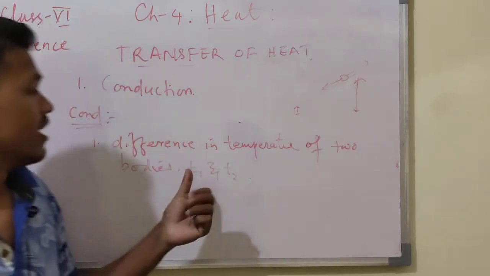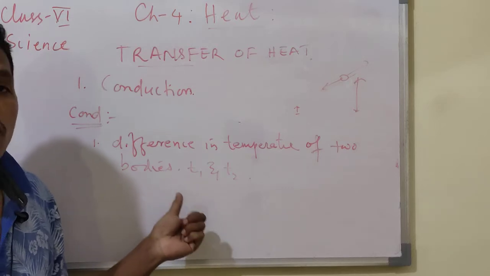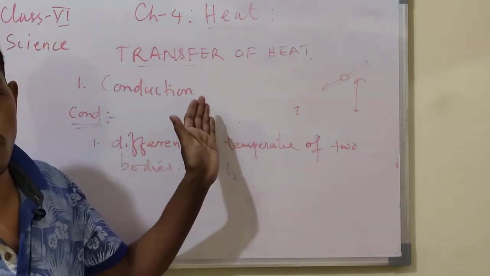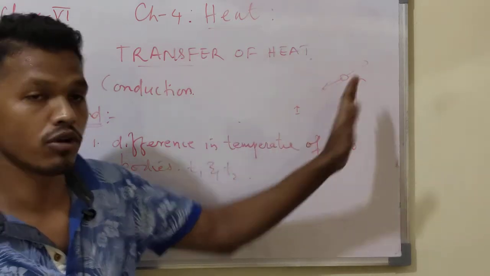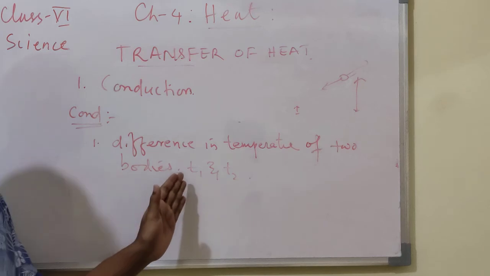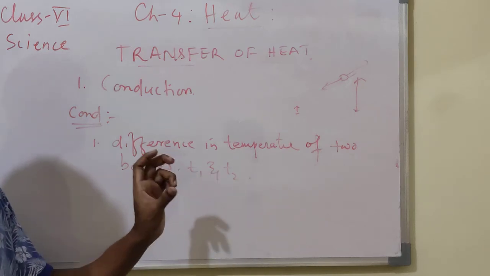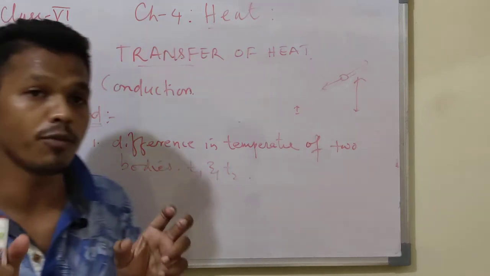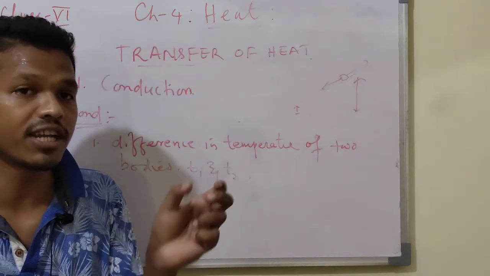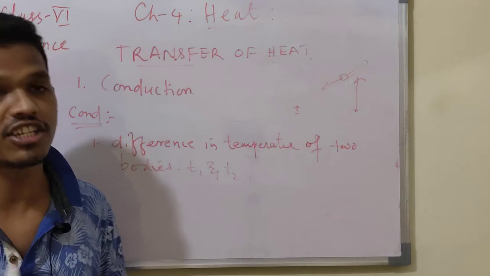Similarly, heat also transfers from higher temperature to lower temperature, that is, from a hot body to a cold body. So the first condition is a difference in temperature of two bodies, T1 and T2. There must be a difference in temperature if two objects are coming in contact. If you bring two bodies with different temperatures, then definitely heat transfer takes place.